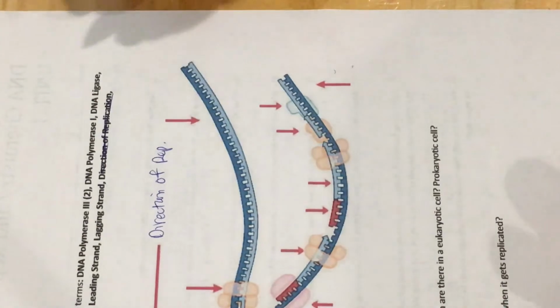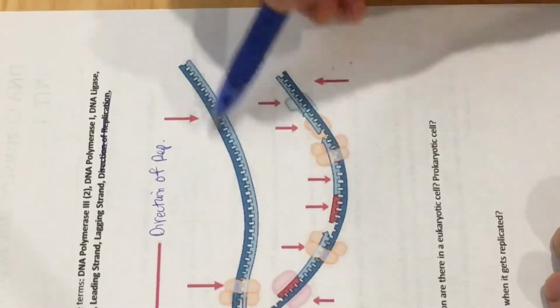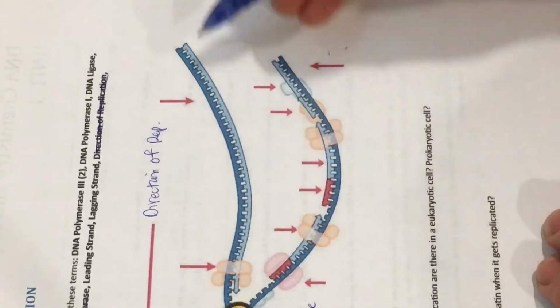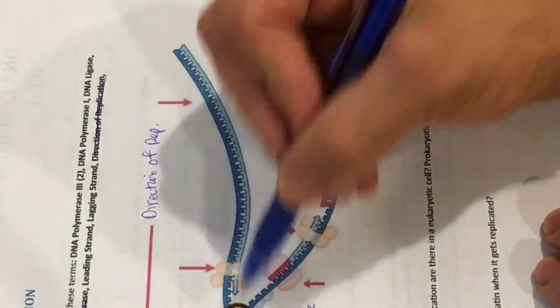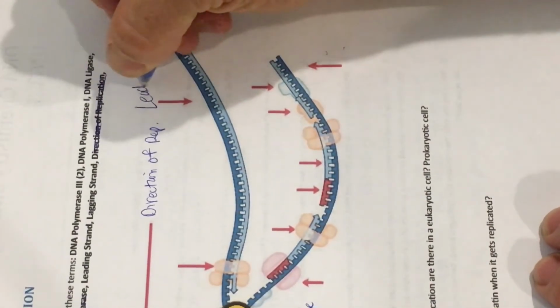So they're obviously talking about leading and lagging strands. Well, the leading strand is the one where the DNA polymerase does not have to get up. It just polymerizes 5' to 3' without stopping. So that's the leading strand.